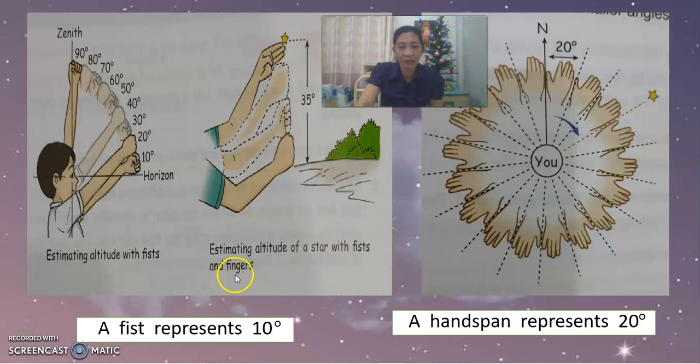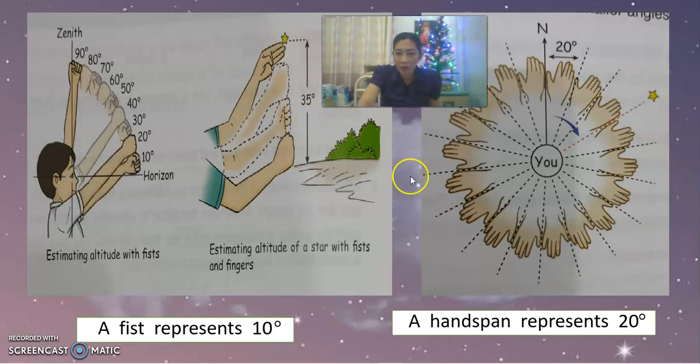Estimating altitude of a star with fist and finger. Every fist is 10, so that's why you stretch your arms. Then 10, 20, 30, and if you saw the star here, just this one, so this one is 5 angles. So that's 35 angles.